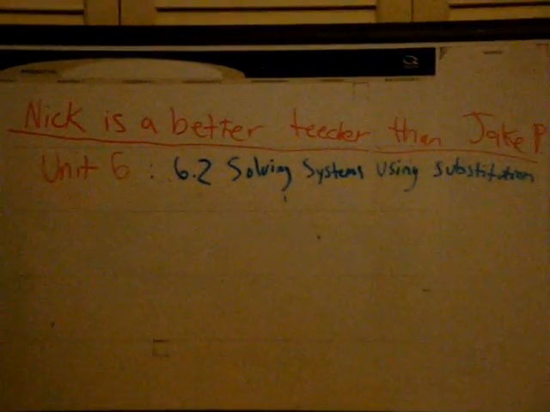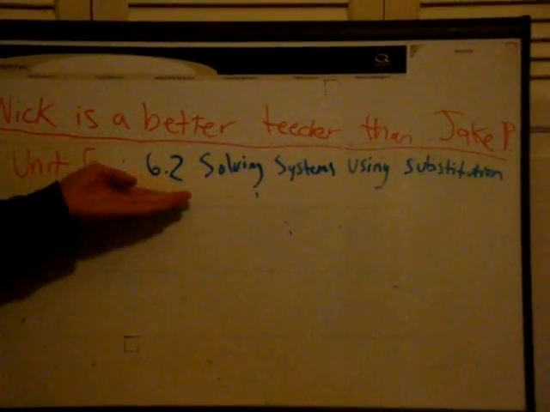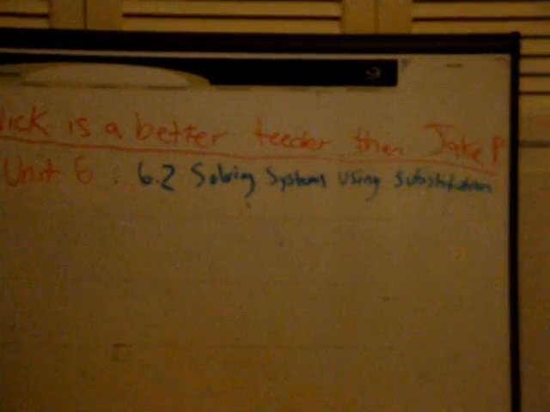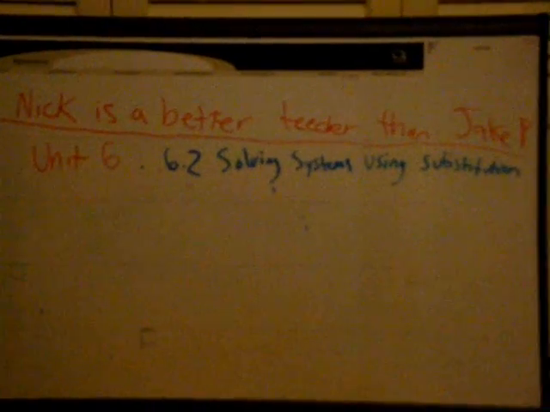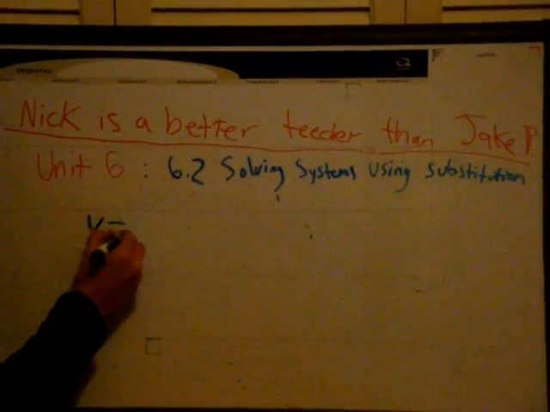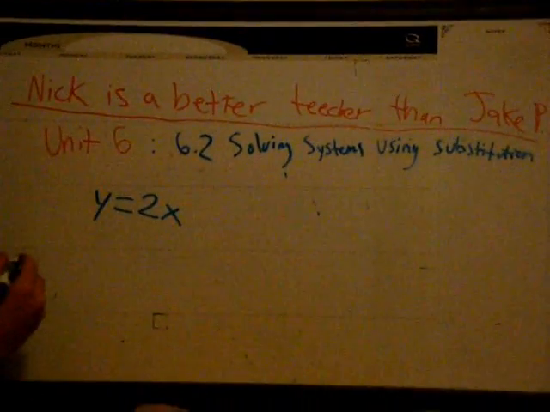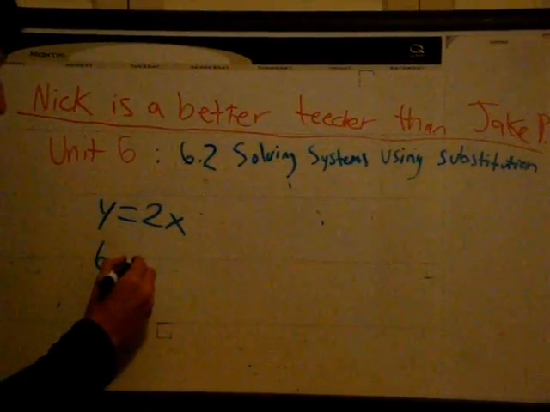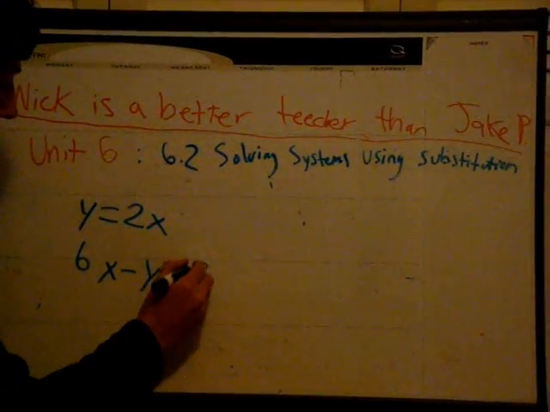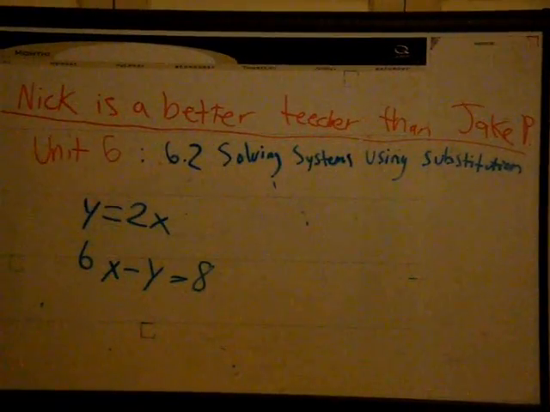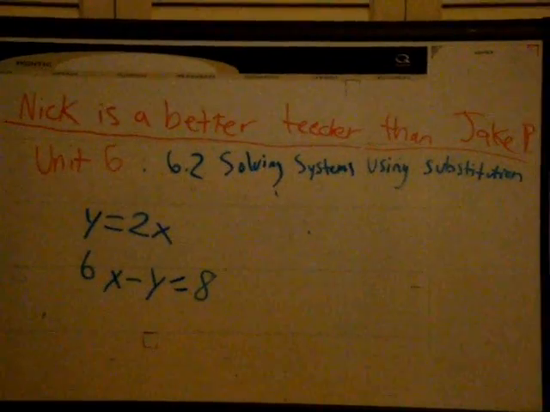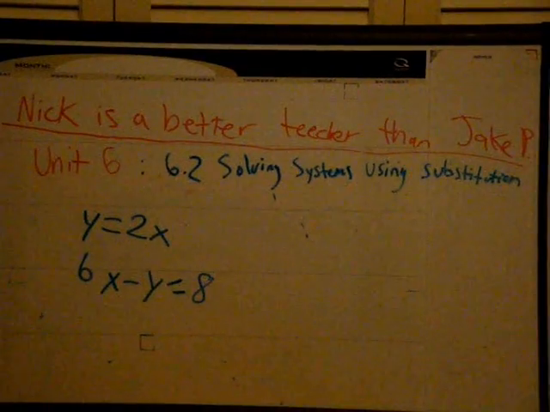We're going to be working on Unit 6 again, but this time it's 6.2, Solving Systems Using Substitution. So I'm going to show you what that means. Here's our first example. y equals 2x and 6x minus y equals 8. Okay, so here's what we do.